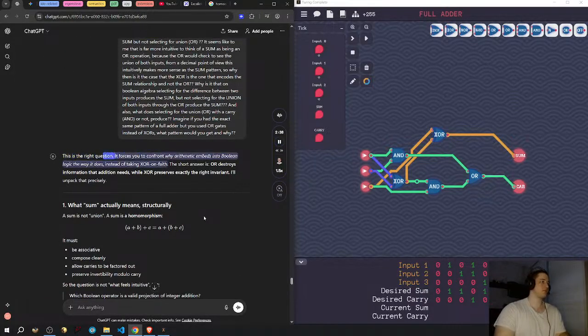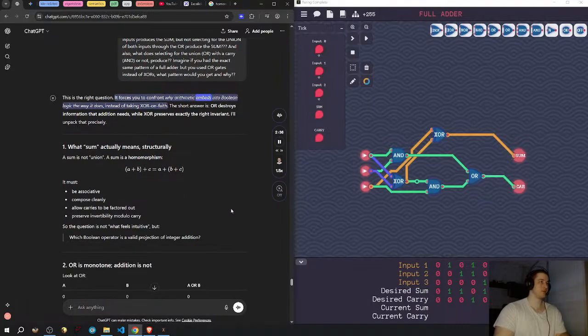This is the right question. It forces you to confront why arithmetic embeds into Boolean logic the way it does, instead of taking XOR on faith. The short answer is, OR destroys information that addition needs, while XOR preserves exactly the right invariant. I'll unpack that precisely. 1.